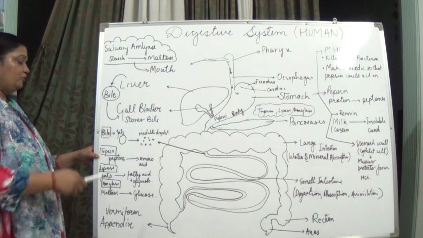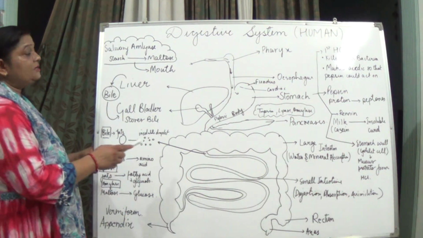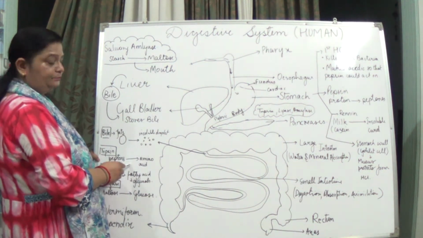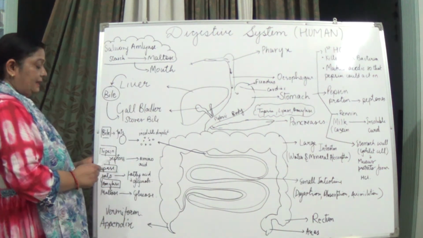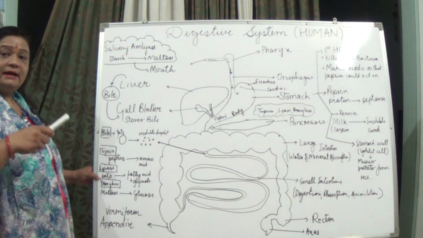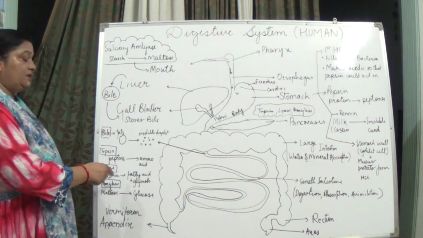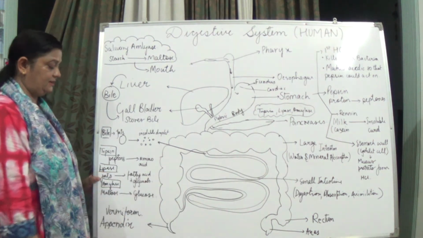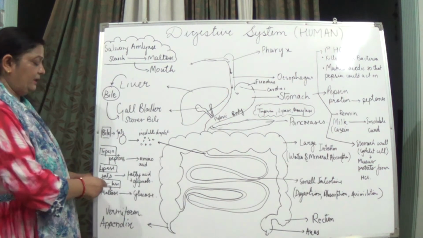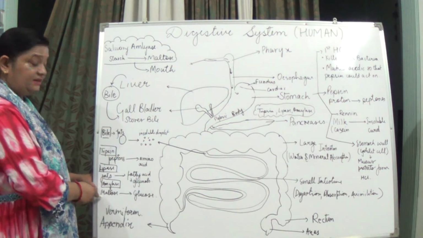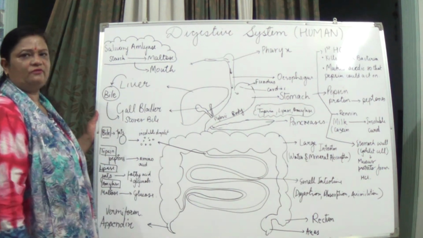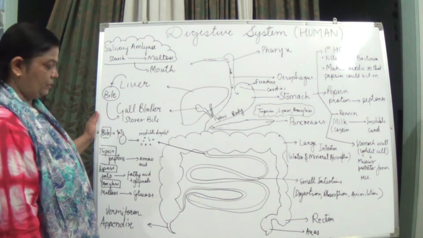Now here the trypsin, what is the function of this trypsin? It converts the peptones from the stomach to amino acids. And the lipase, what does it do? The lipase acts on the fats to convert them into the simplest form, that is fatty acid and glycerol. And the amylase, what does it do? The partially digested maltose is converted into the totally simplified form of the carbohydrate, that is glucose.